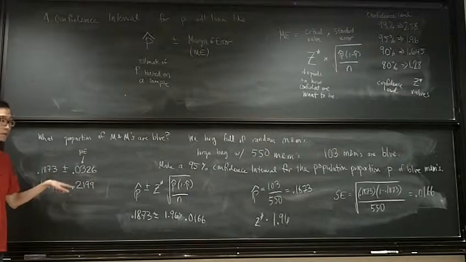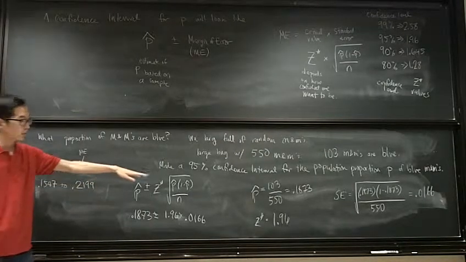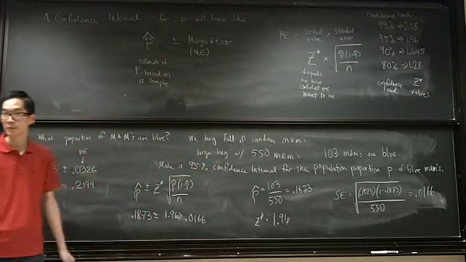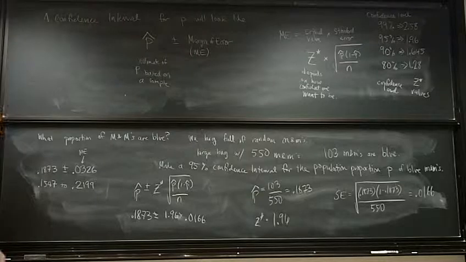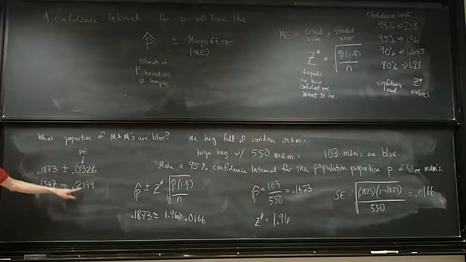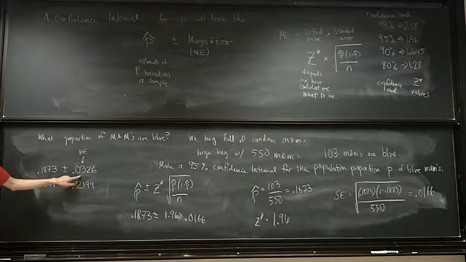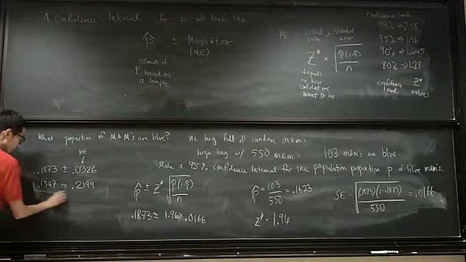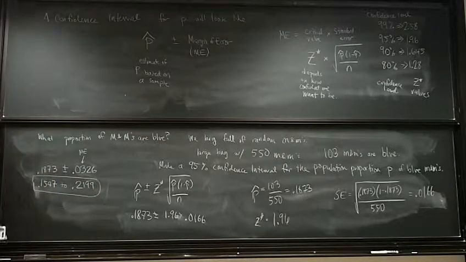But you first had to find the standard error. Yeah, we had to find the standard error. Then you multiplied it again. Once I found that, I did 0.1873 plus this value, and I got this, and then I did 0.1873 minus this value, and I got this. So this is my confidence interval, my 95% confidence interval.